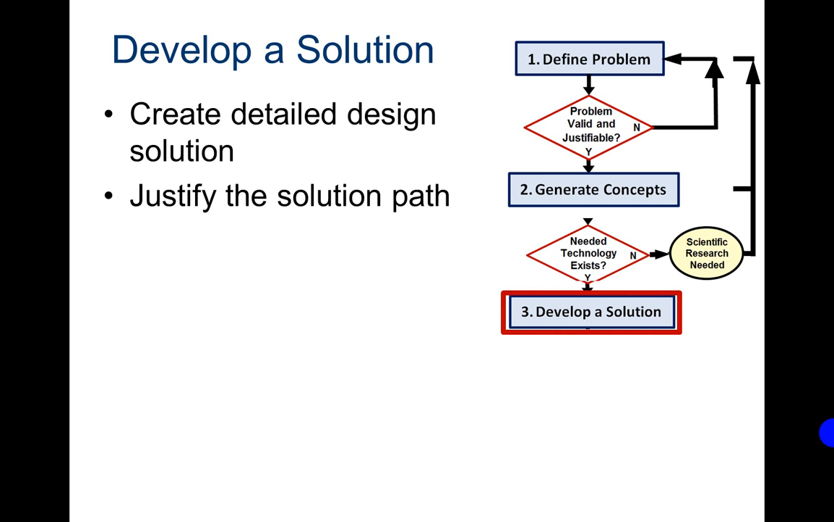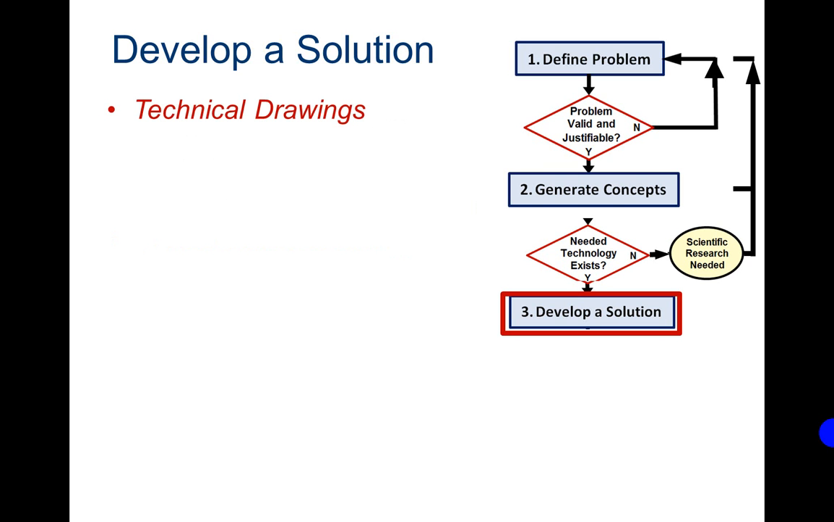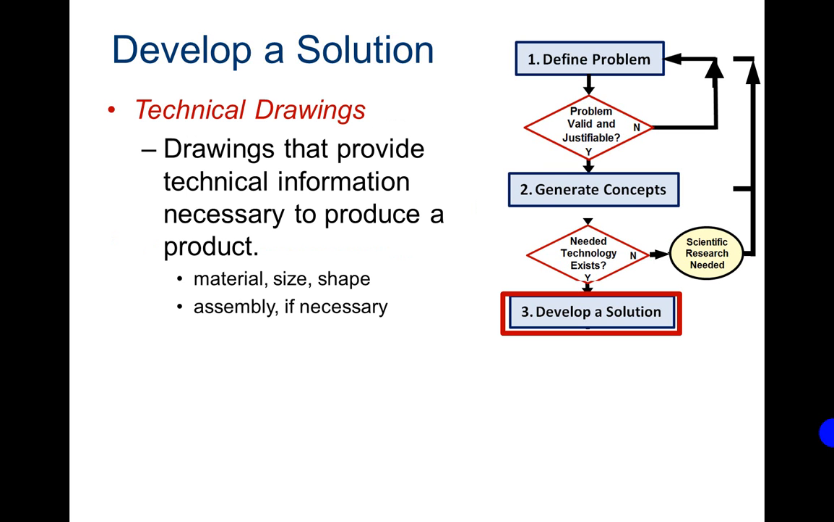You're going to justify the solution path. You're going to do technical drawings. In this particular course, we're going to make those either by hand sketches or by using Autodesk Inventor. Technical drawings are drawings that provide technical information necessary to produce a product: the material, the size, the shape, and assembly if necessary.